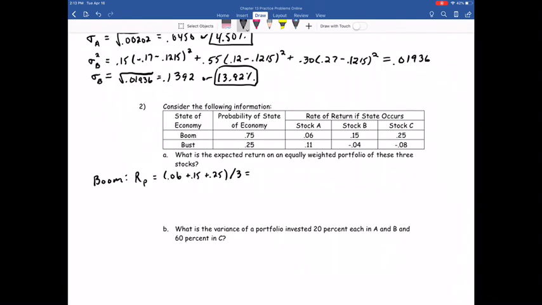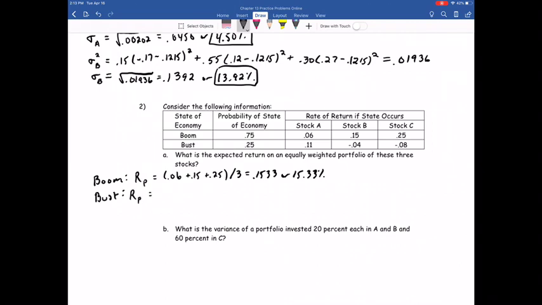This is a unique situation in terms of how we calculate the return of the portfolio because they are equally weighted. You'll see what happens in Part B when we have a different weight associated with each stock. And so the expected return in a boom economy would be 0.1533 or 15.33%.